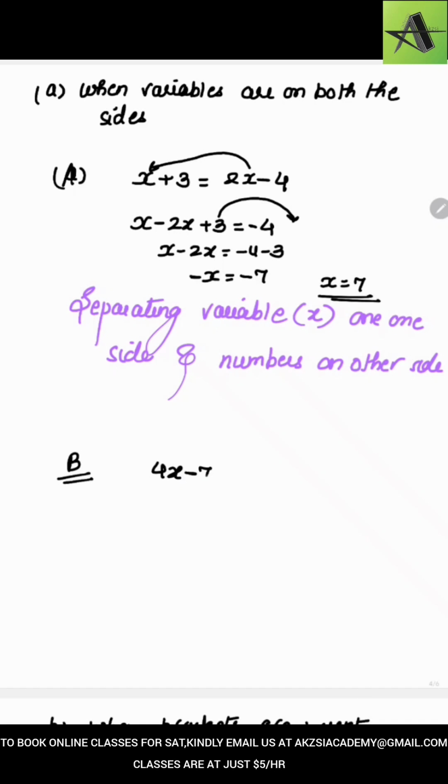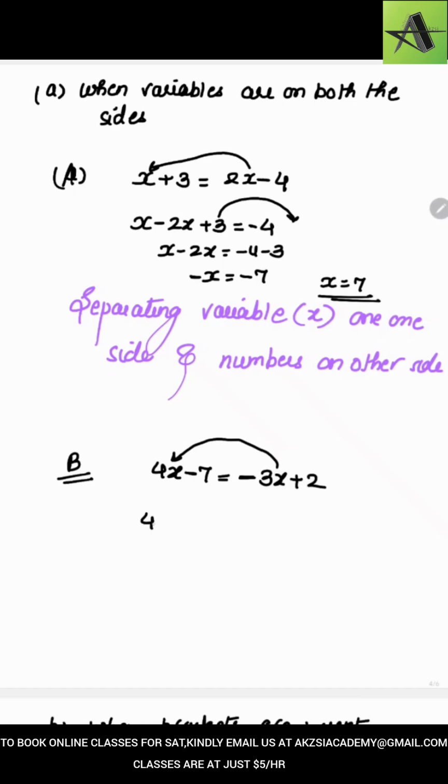4x minus 7 is equals to minus 3x plus 2. So if you haven't done these types of question and you are doing it for the very first time, I would suggest you to just pause it here. Try to solve it and then resume and check your answer. So what I'm doing, I'm just bringing all the variables on one side and all the numbers on another side.